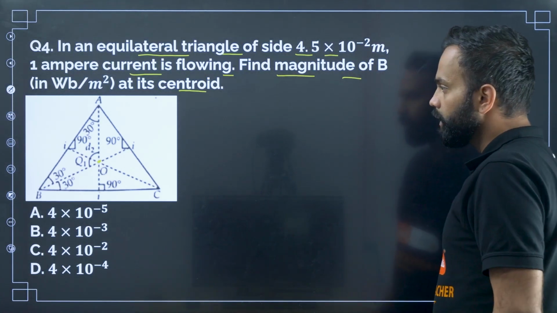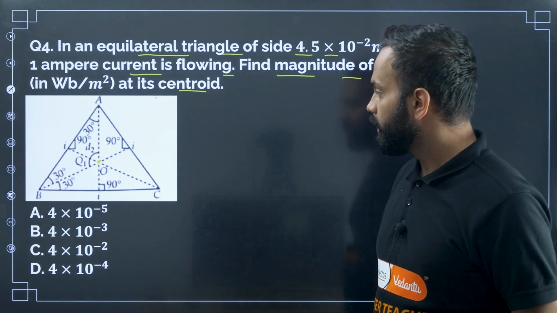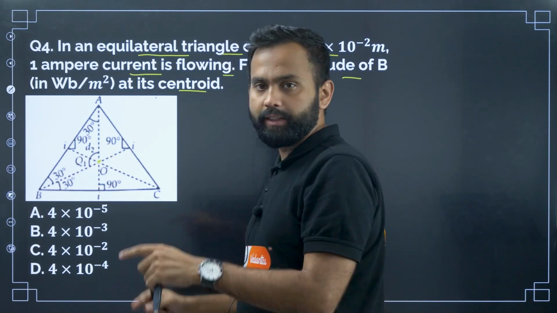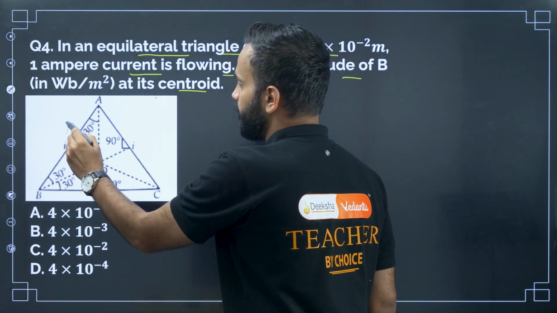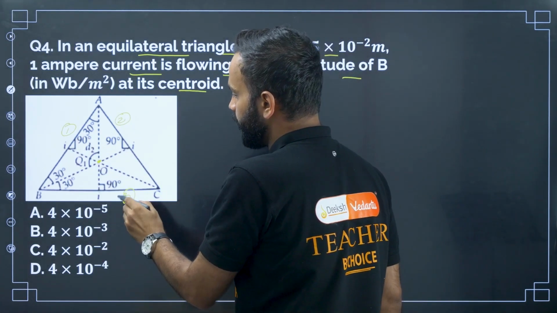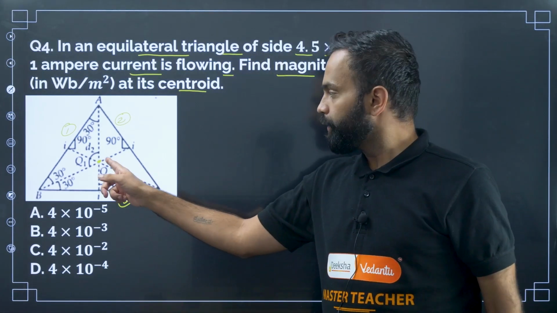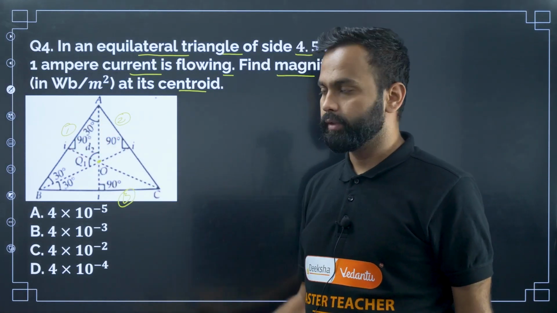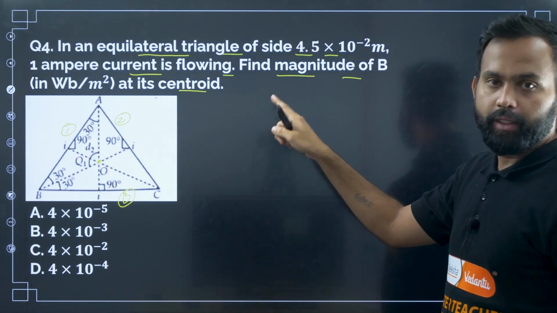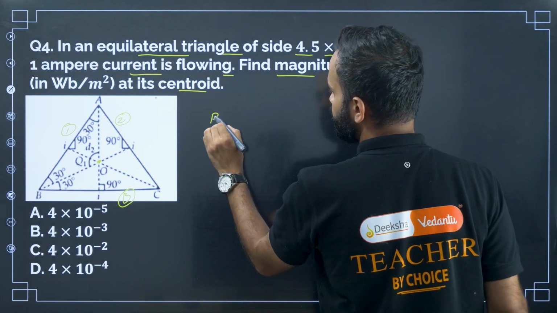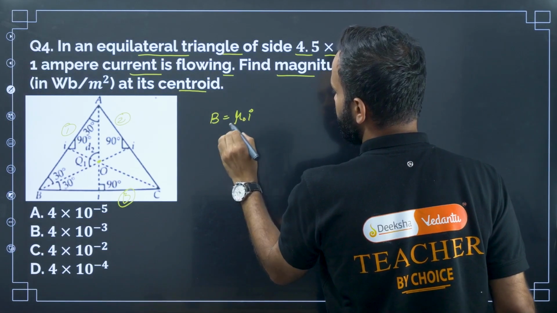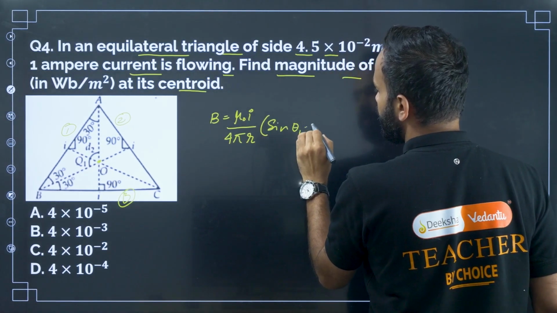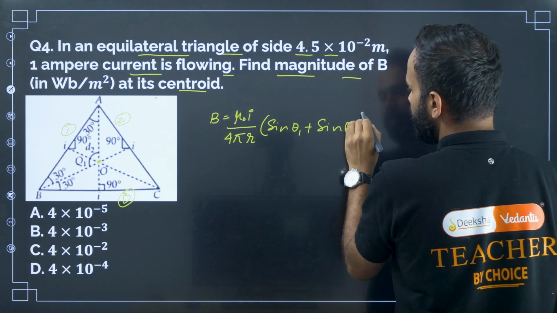So now let us find the magnetic field due to one wire. There are 3 wires arranged in an equilateral triangle: first wire, second wire, and third wire. So let us find the magnetic field at the centroid of the equilateral triangle due to the first wire. Magnetic field due to a straight wire is B equal to mu naught I divided by 4 pi r into sin theta 1 plus sin theta 2.